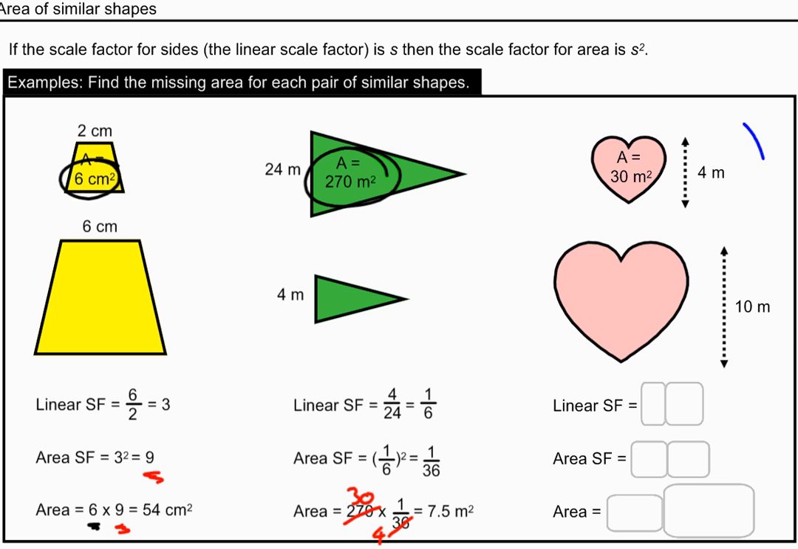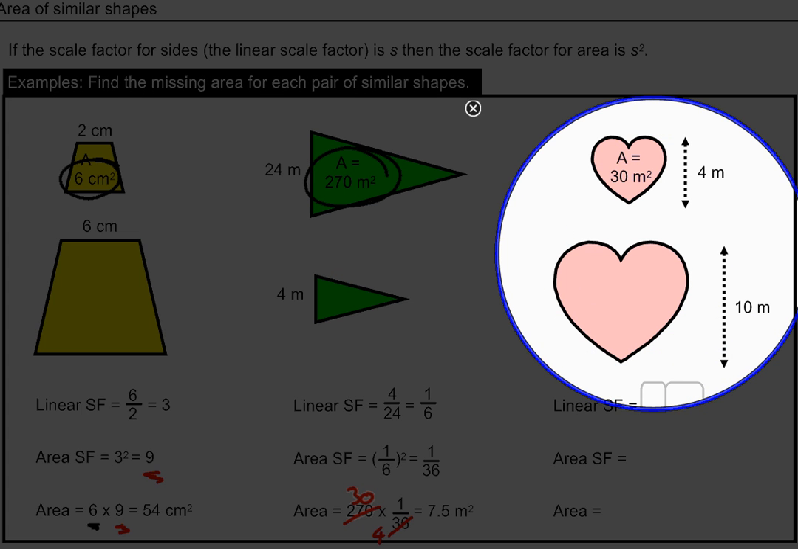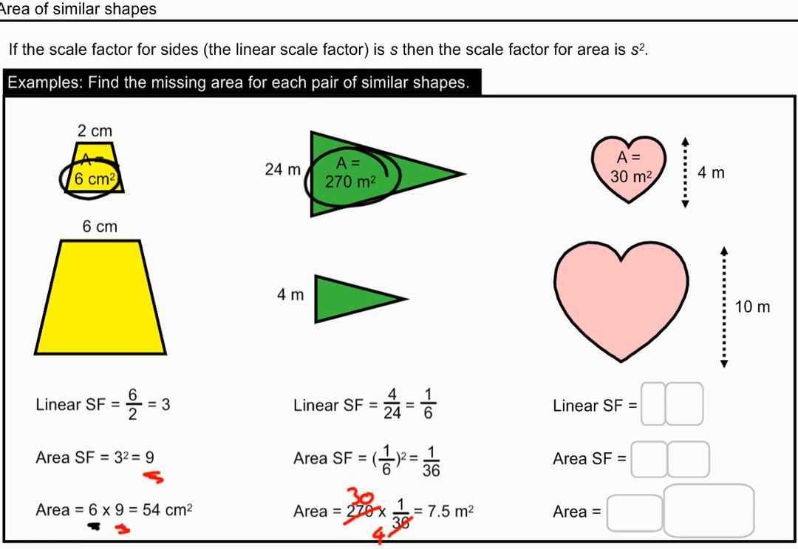The heart shapes on the end here, again, I've got an enlargement. I've got 2 corresponding dimensions. I know the heights of the 2 of them. So I can put together my scale factor of 10 over 4, which would simplify to 5 over 2.